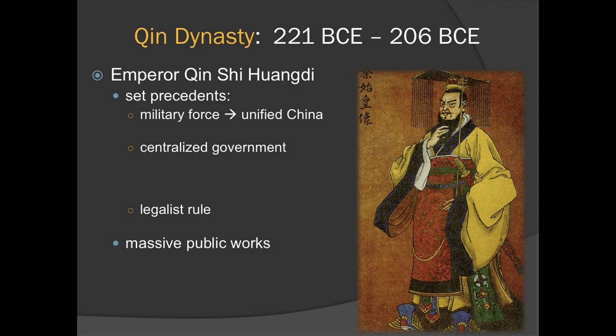Qin Shi Huangdi was a local noble from one of those warring states, from the state of Qin, and through military maneuverings and alliances that he created, he was able to unify China really for the first time under single rule. And one way we see that is that China, the nation of China, is named for the Qin Dynasty. Probably didn't know that, but there you go. Qin Shi Huangdi is the first true emperor of China, and he does that by military force.